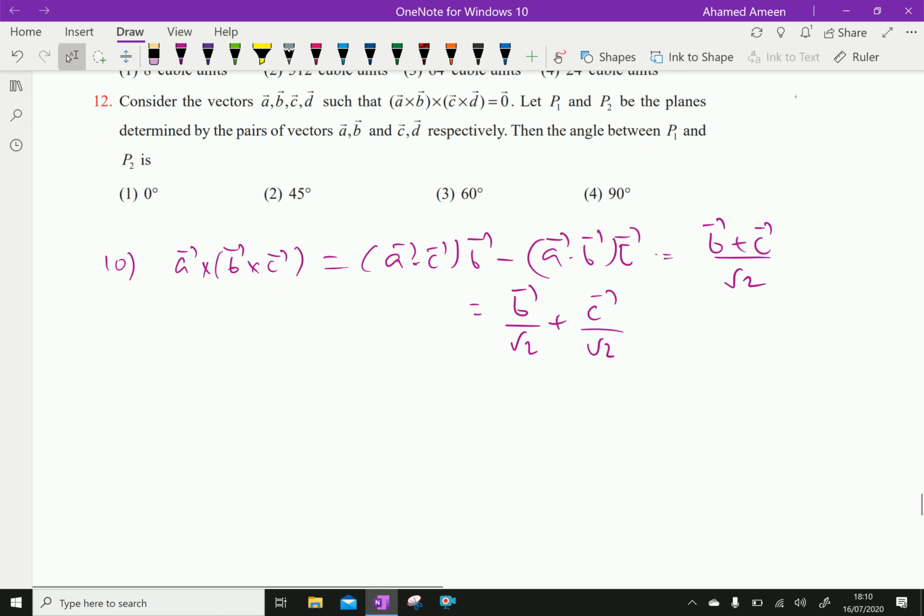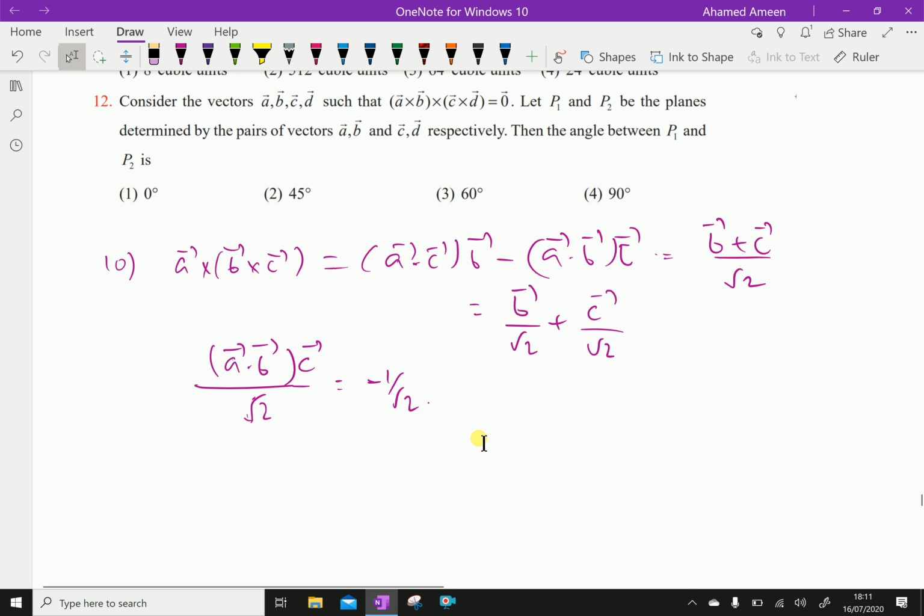Comparing the like terms here, minus (A dot B) into vector C is equal to C by root 2, so A dot B equals minus 1 by root 2, because we are comparing this minus A dot B with vector C, and A dot C equals 1 by root 2.